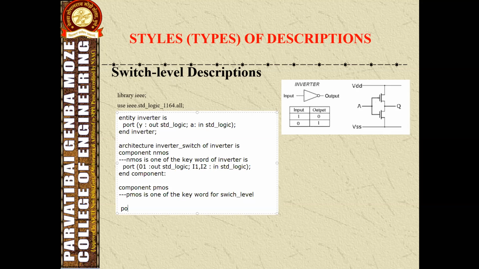And now we are going to assign the ports: O1 as out, std_logic, and I1, I2 as in, std_logic. And we have to end the component information with the predefined words end component. Here we have mentioned the information about two components. One is NMOS, another one is PMOS.